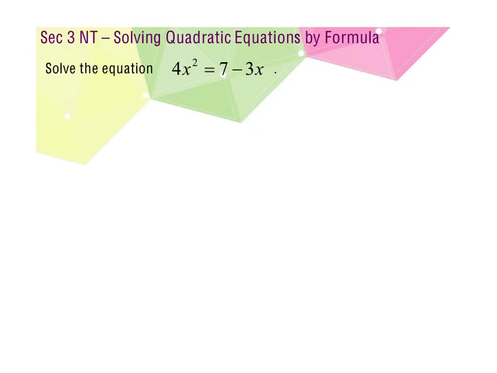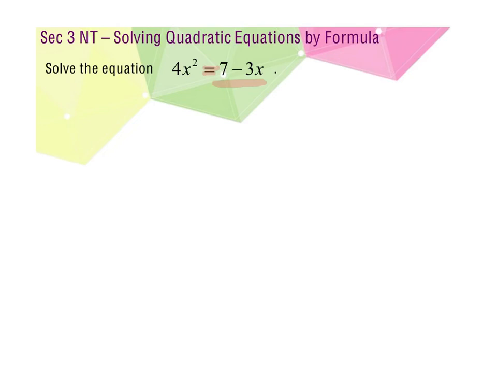Next type, solve the following equation: 4x squared equals 7 minus 3x. Now when we want to solve a quadratic equation by formula, it must always be in terms of x squared, x, and a number, and the right-hand side must be equal to 0. In this case, this one is not 0 down here. We need to try to get rid of the following terms and make it equal to 0.